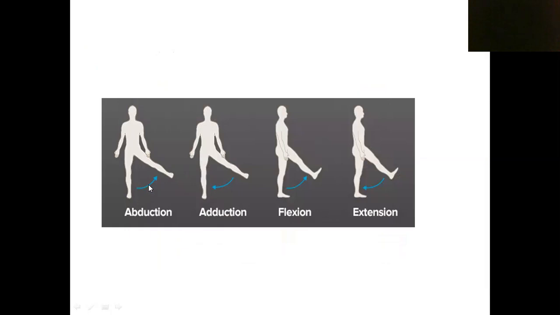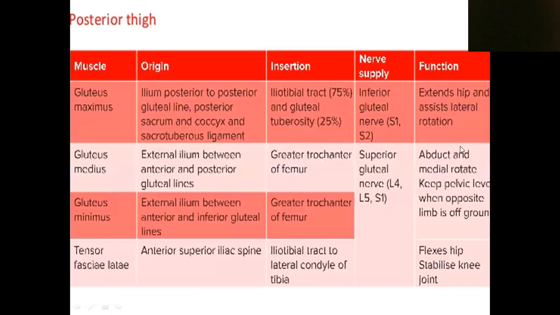So gluteus medius and minimus help in abduction, and the opposite movement, to the normal position, is, sorry, not flexion, adduction. That one is adduction. So gluteus medius and minimus help in abduction. It is a powerful abductor, and some fibers help in medial rotation.